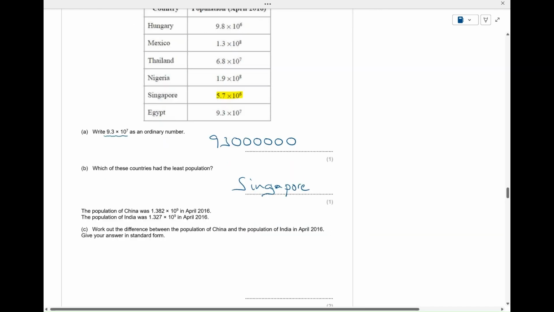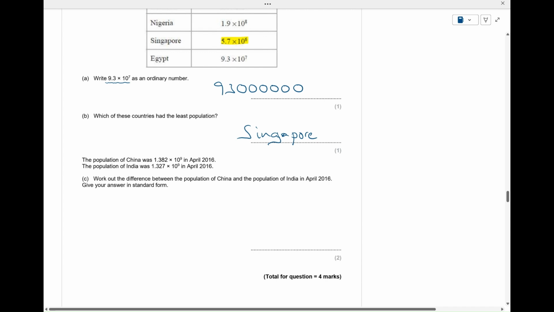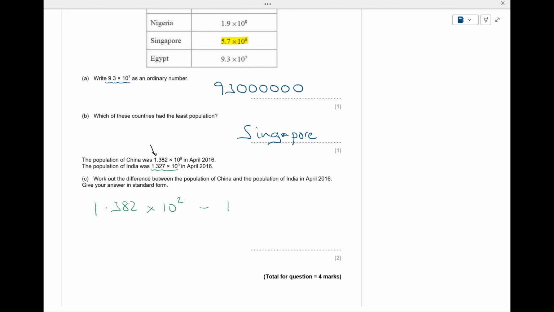The population in China was this in April 2016. The population of India was this in April 2016. Work out the difference between the population of China and the population of India. Well, I'm going to do the largest one minus the smallest one. So the largest one is 1.382 times 10 to the 9. And from that, I'm going to subtract the smaller one, which is 1.327 times 10 to the 9.